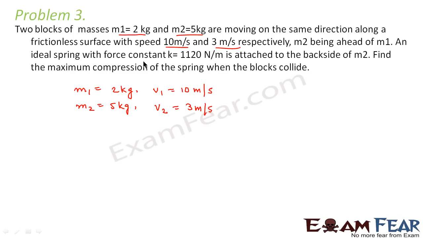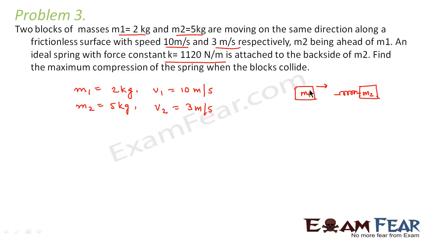An ideal spring with force constant K is equal to 1120 Newton per meter is attached to the back side of m2. Let us suppose this is m1. This is m2. The question says that there is a spring which is attached to the back side of m2. That means the spring is attached here because it also says that m2 is ahead of m1. So m2 is ahead of m1 and there is a spring at the back side of m2. Now what happens? This mass moves toward this mass and finally it collides with m2.